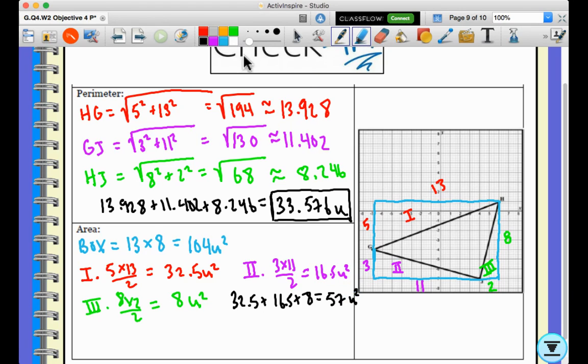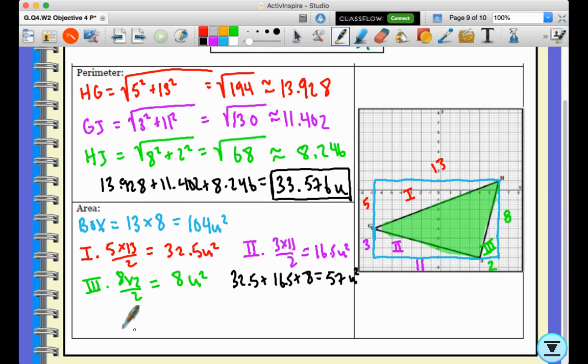So in order to find the area of this shaded region, the actual triangle HGJ, or whatever we're calling it, I have to take the box and subtract the area of 1, 2, and 3, that empty space. So I'm going to take that 104 and I'm going to subtract that 57. And wow, look at this. And I'm going to get 47 units squared.